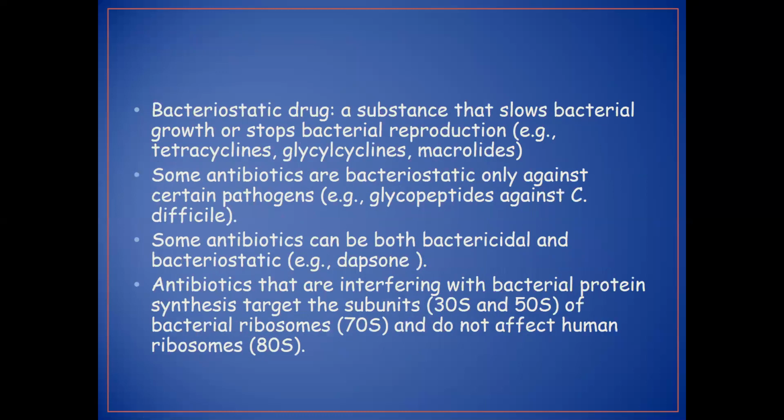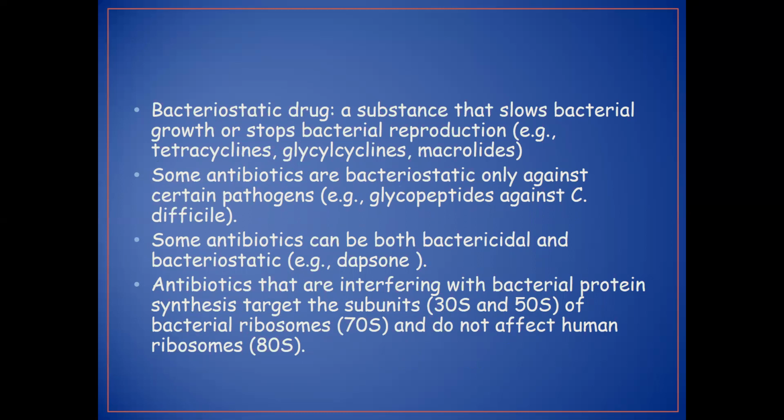amphenicols. Bacteriostatic drug. This is a substance that slows bacterial growth or stops bacterial reproduction. Examples of these include tetracyclines, glycylcyclines, macrolides. Some antibiotics are bacteriostatic only against certain pathogens, such as glycopeptides, which are only bacteriostatic against Clostridium difficile. Some antibiotics can be both bactericidal and bacteriostatic, such as Dapsone.